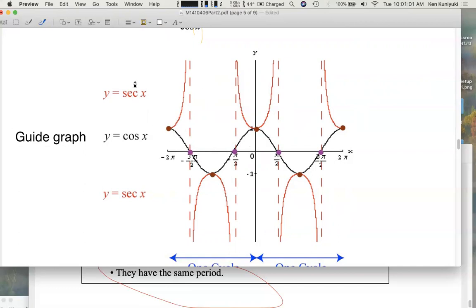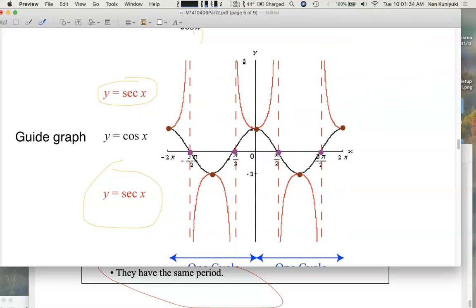Well, to get the graph of y equals secant of x, we use the same principles as before. We draw VAs through the x-intercepts of the cosine graph. Intercept for the cosine graph gives us a VA for the secant graph. Intercept to VA, intercept to VA, intercept to VA. And then we draw an up U, down U pattern. Up U when the cosine graph is above the x-axis, down U when the cosine graph is below the x-axis.